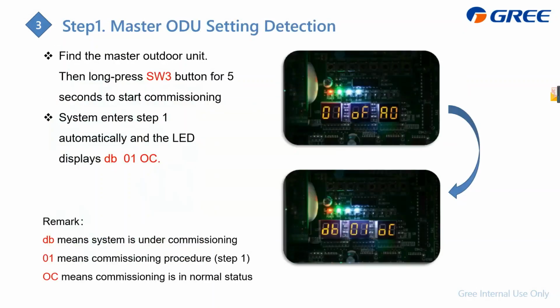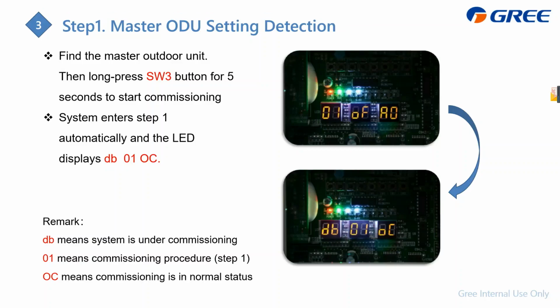Okay, then we do the commissioning. The first step, we should long press the SW3 button for 5 seconds, and we can start the commissioning. Before the commissioning, the LED displays 01 OF A0, but if you press the SW3 button for 5 seconds, it changes to DB01OC. Okay, DB means debugging.